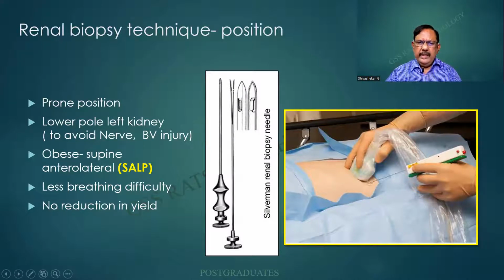And strangely, it has got a bifurcating tip. So the moment a biopsy is done, you find that the tissue is caught in between the tips. Also, you find that there are provisions for, say, a guide, and sometimes a camera might be attached, whatever it is, and a biopsy can be taken through this space. So this is the Silverman biopsy needle, renal biopsy needle.